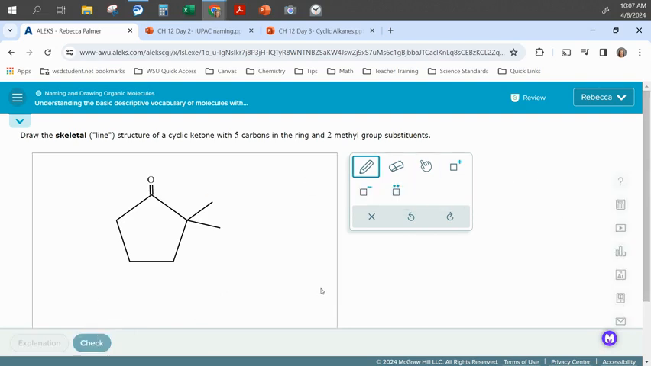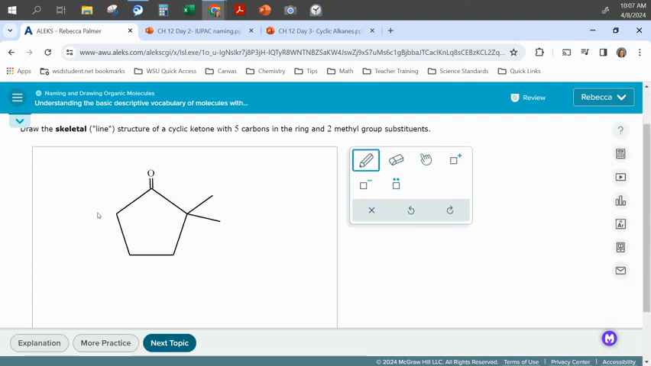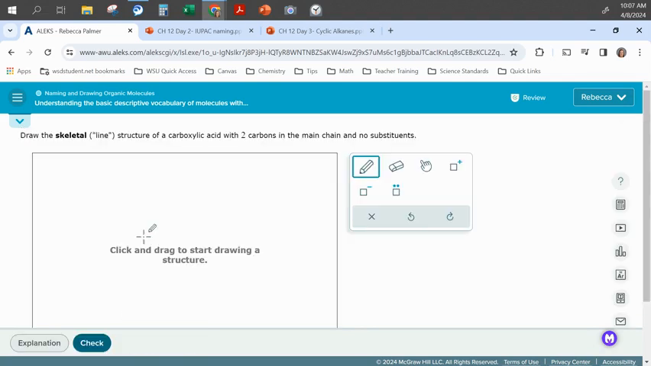Okay, let's check. You could have put your methyls over here, you could put one over here, one over here. You could not put your methyl substituents on here because this carbon already has 4 bonds. All right, let's do this one a few more times.